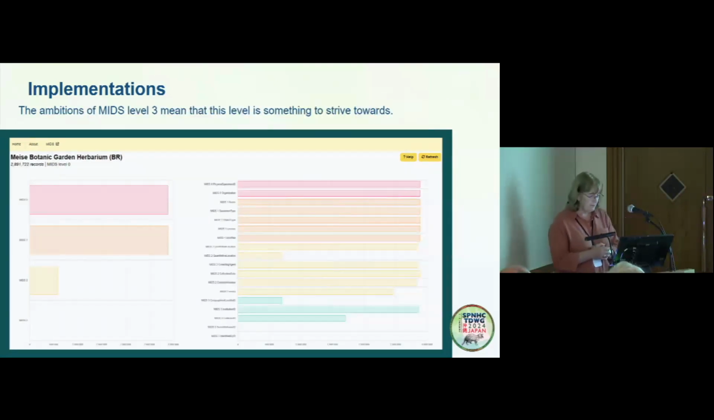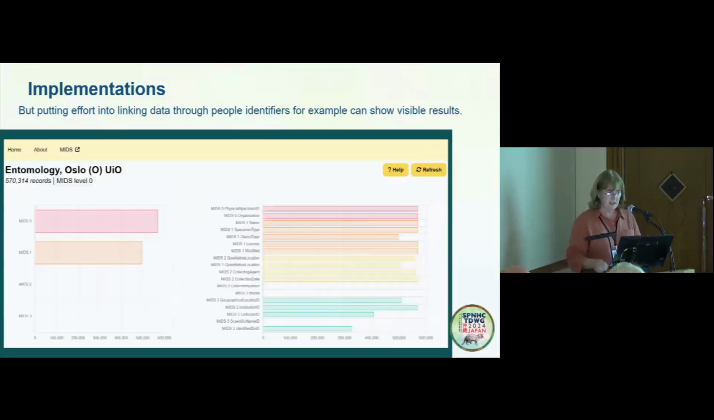So MIDS level 3 is a more ambitious target. But we are already seeing some collections including a number of identifiers in their data. And what's really interesting is when we look at some of the institutions who are putting a lot of work into the identifiers, we're seeing visually the impact of that. If we look at, for example, the Oslo data, as I say, that can show very visible results within the MIDS framework.